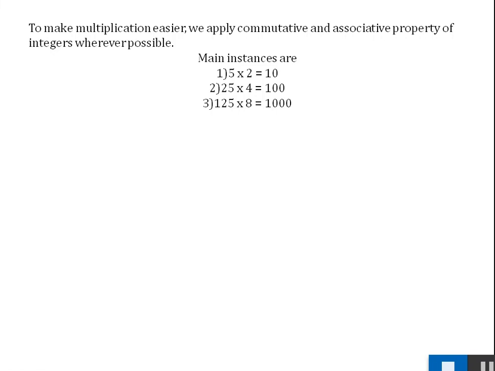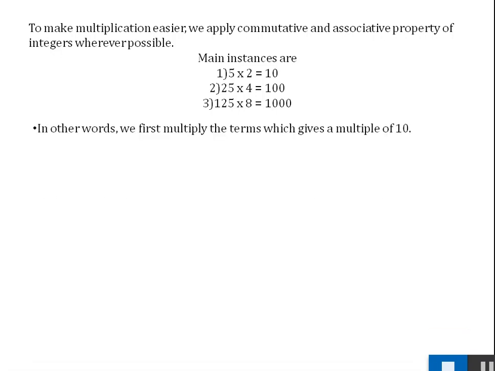Now, certain conditions. To make multiplication easier, we apply commutative and associative property of integers wherever possible. Main instances where we use these properties are 5 into 2 is equal to 10, 25 into 4 equal to 100, 125 into 8 equal to 1000, because multiplication with 10 and its multiples are easy to do. Let's see what are the examples. In other words, we first multiply the terms which give a multiple of 10.